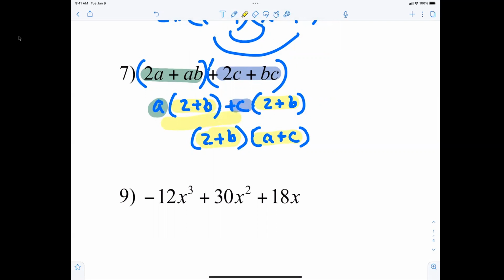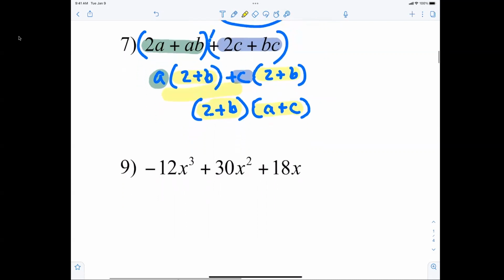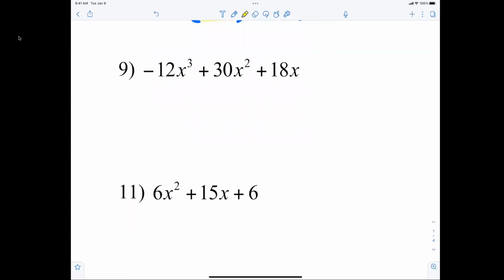All right, now for number 9, I told you the leading coefficient is negative. You want to factor out a negative. So what is common with negative 12, 30, and 18? 3. Bigger. Negative 6. Then you go to your variables. What's the largest variable I can take out? X. Thank you very much.